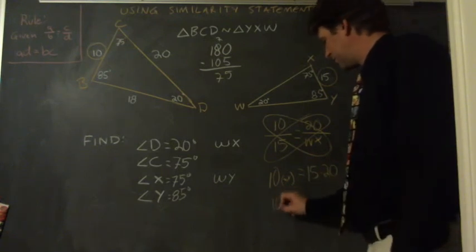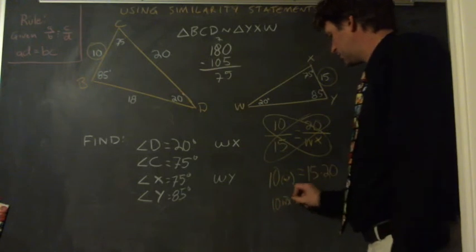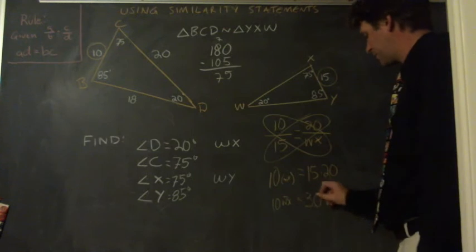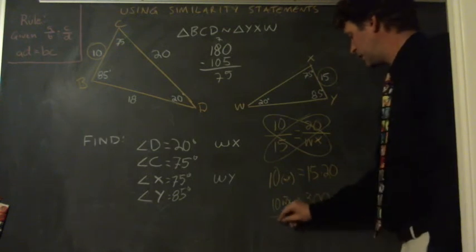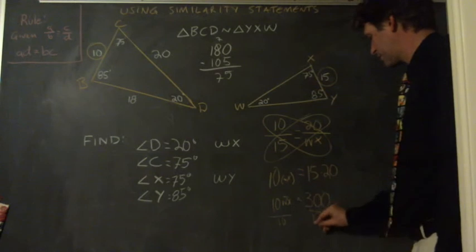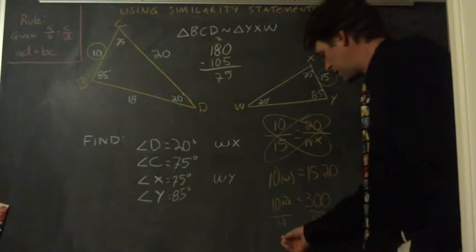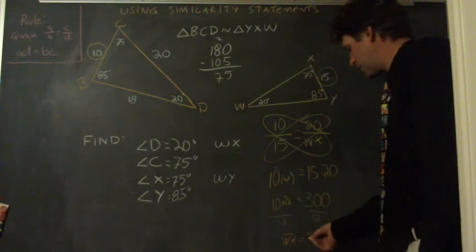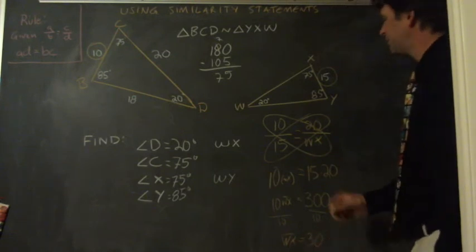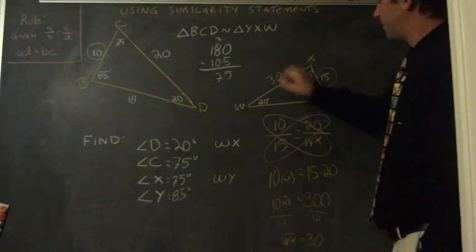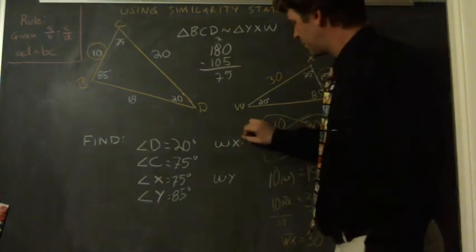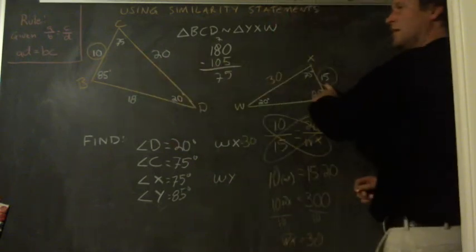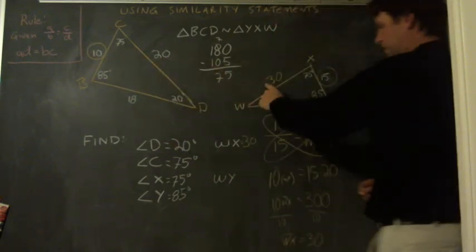Still 10 WX. 15 times 20 is 300. Divide both sides by 10. We find out WX equals 30. Ten is to 15, as 20 is to 30.